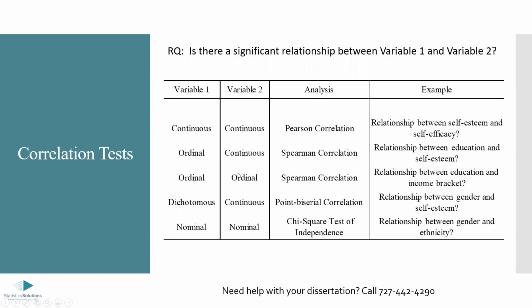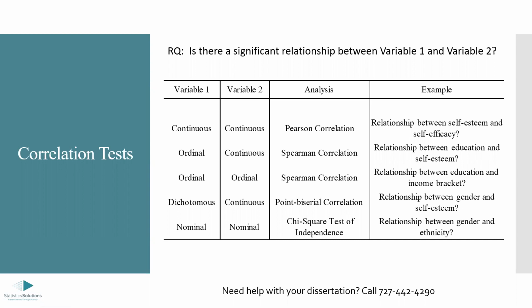So ordinal for your first and ordinal for your second variable. You want to use a Spearman correlation again. So the prerequisite to running a Spearman correlation is that you have at least one ordinal variable. An example of this would be, what is the relationship between education level and income bracket? Like I said in the previous slide, income bracket, also like education, has a natural progression in the ranking. That would be considered ordinal.